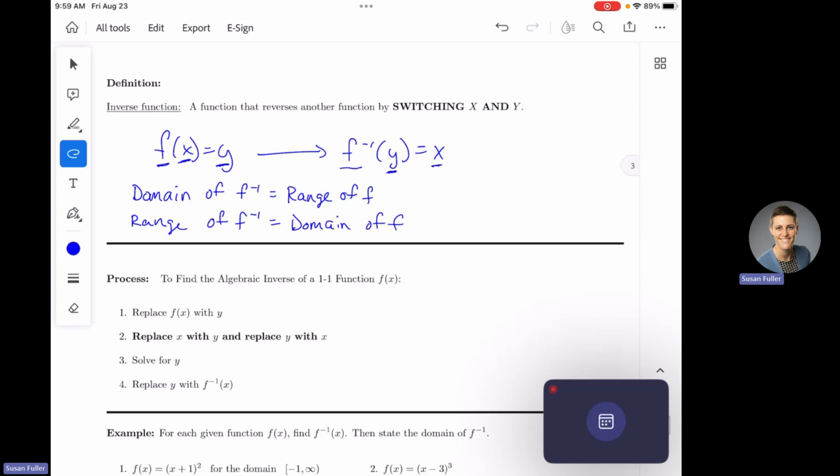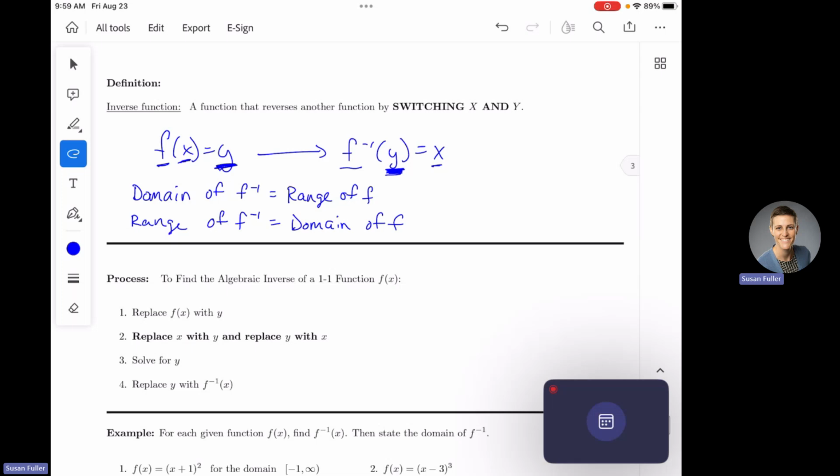They undo each other. And since your x's and y's switch on your inverse function, the domain of your inverse is going to be the range of your original function, right? Because the domain of f inverse, the things that are going into your inverse function, are the things that came out of your original function. That's your range. So the x's on your inverse are the y's of your original, and the range, the outputs of your inverse, are going to be the inputs of your original function f.